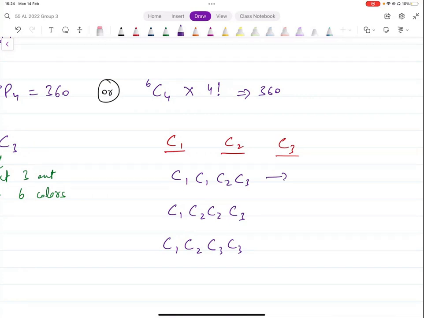यू गॉट फोर डिफरेंट ऑब्जेक्ट्स. उनके अरेंज करने के कितने वेज होते हैं? फोर फैक्टोरियल, बट देन टू ऑफ देम आर आइडेंटिकल. C1 C1, व्हाट डू वी गेट फ्रॉम दैट? फोर फैक्टोरियल ओवर टू फैक्टोरियल, दैट इज 12. सो यू गॉट 12 पॉसिबल केसेस फॉर दिस. अगर आपका कलर 2 रिपीट हो जाए, you can do the same thing here. 4 factorial over 2 factorial, that's going to be 12. If your color 3 is repeated, again 4 factorial over 2 factorial, we've got 12 possible cases for that.